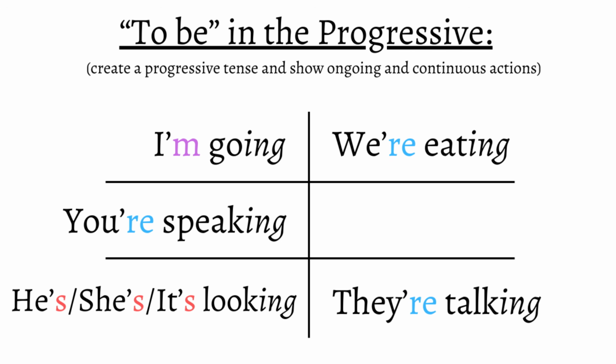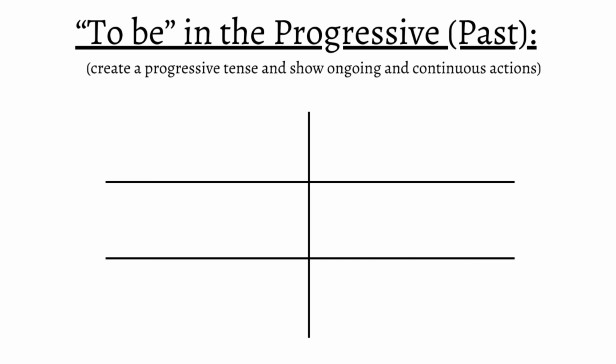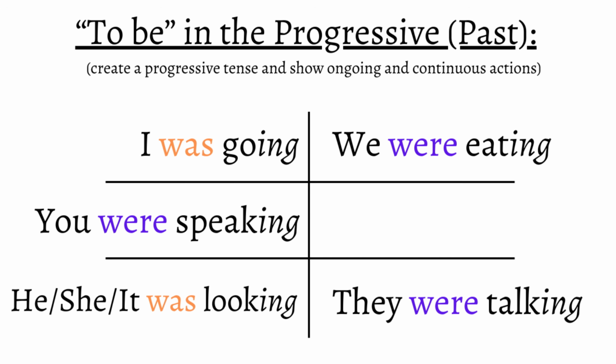Now with contractions. I'm going, you're speaking, he's looking, she's looking, it's looking, we're eating, and they're talking. Simultaneously, all of these actions can be expressed in the past progressive with past participles that will be the same, so the only thing that changes is the conjugation of to be. Ultimately, the actions occurred in the past.